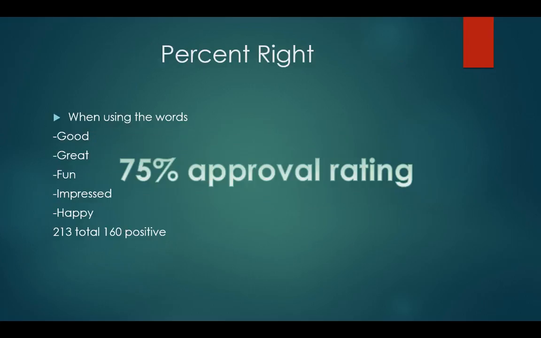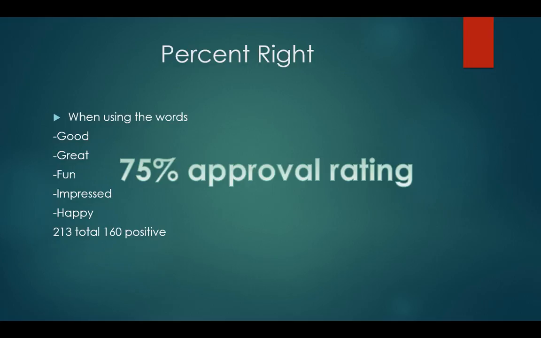So when we went to our trimming, we trimmed down to a couple of words. Using these words, we use good, great, fun, impressed, and happy. We wanted to sort down our positive ratings so we could see what were good, and then subtract those from the 1,000 from each database, or 3,000 if collected all together, to see how many were bad. Using just these 5 words, we could see that of 213 total matches, 160 of them were positive when these words were used.